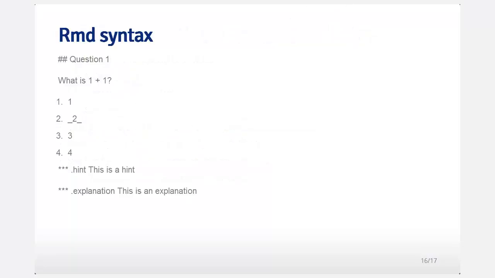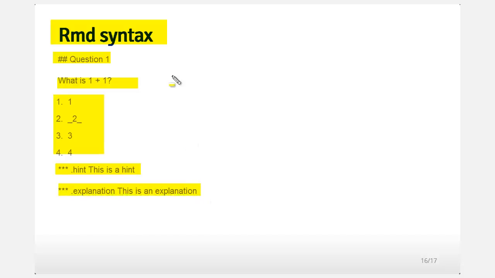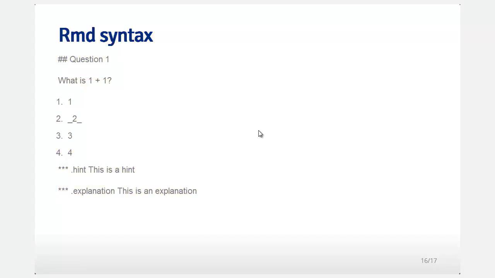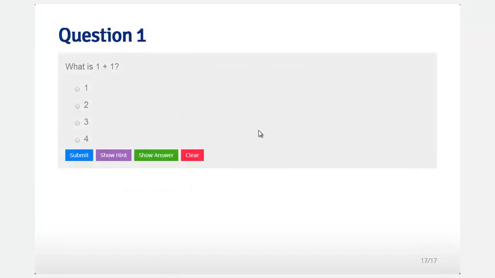So we'll do one. So here's the R Markdown syntax, right? I would just write question 1, what's 1 + 1? I would say here's my set of answers, and I put the underscores around 2 here because that's the correct answer. I put a hint of this form, and I put an explanation of this form, and that's the slide syntax that I would use. And then it looks like this when it comes up.